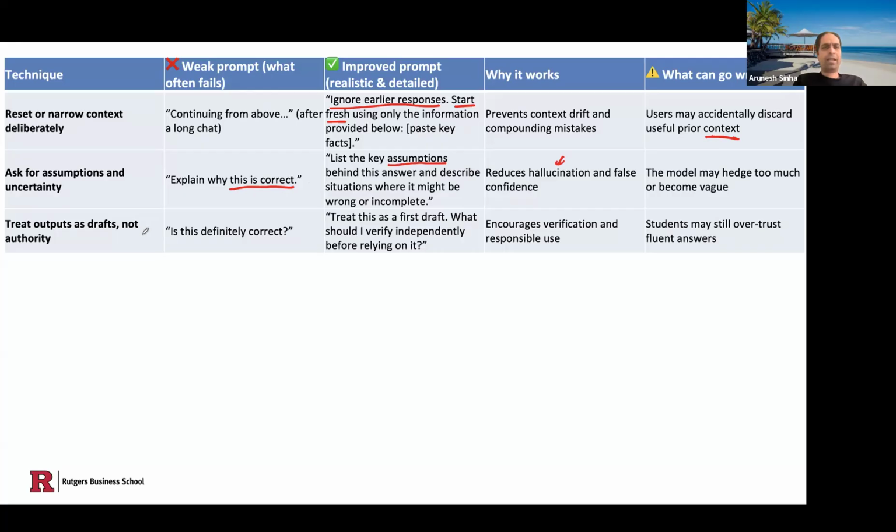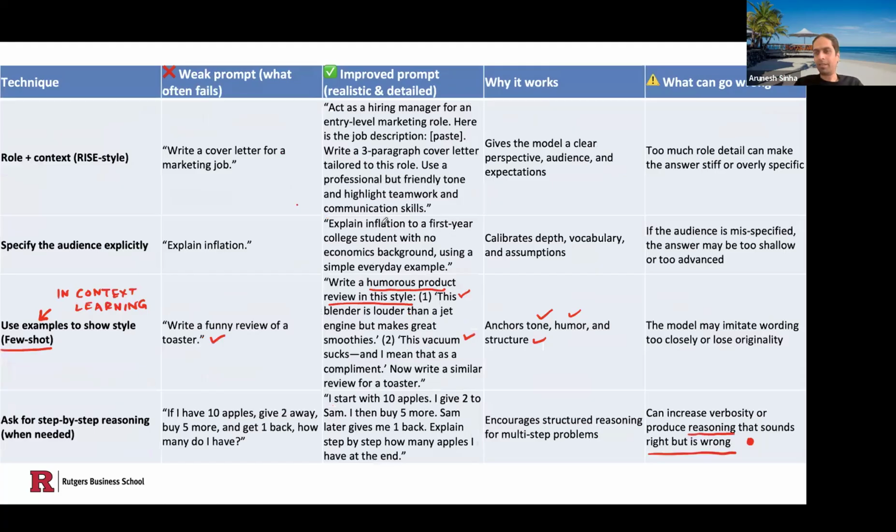This is related to draft, revise, and critique. When you're asking it to generate something, you should often tell it that it is a first draft. And you can even ask it, what should I verify in this draft? So these are some patterns. This is a big list here.